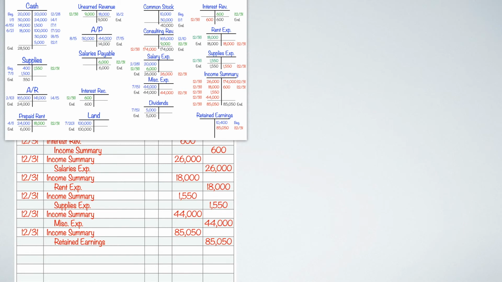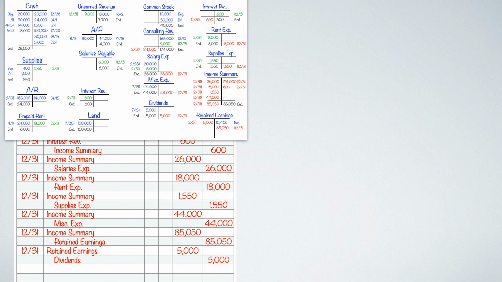The last thing we have to do is we're going to do dividends. We got to get rid of that one. So if we have a debit balance of 5,000, we're going to credit dividends for 5,000. And if we credit dividends, then we need to debit the other account, which again is going to be retained earnings. So debit 5,000, and our journal entry would be debit retained earnings for 5,000 and credit dividends for 5,000. That takes care of my closings.